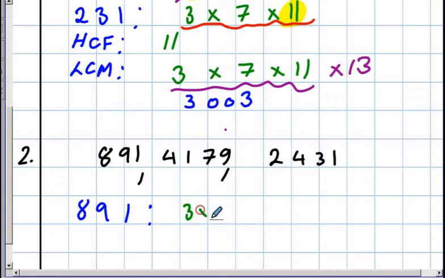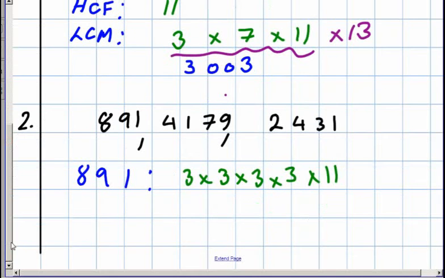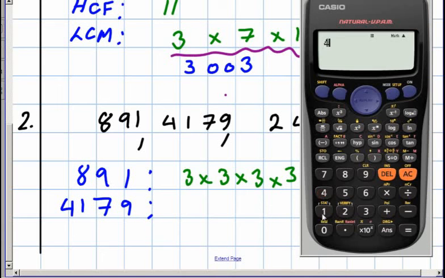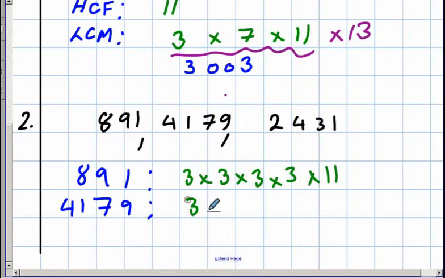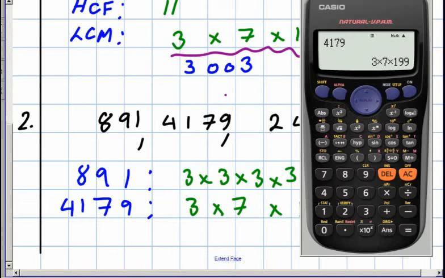My suggestion, boys and girls, is we don't use the index notation. We write it out like so, because that will help us when it comes to finding how many times 3 appears in each of the numbers, and so forth. Basically, it's going to be easier. Now, 4179. 4179, press equals, shift, fact. Whoops, pressed the wrong button. 4179 equals shift fact. 3 times 7 times, well, I wouldn't have known it, 199. That apparently is a prime number.